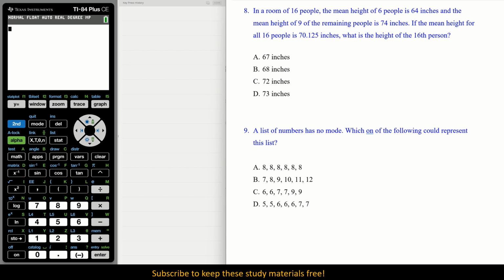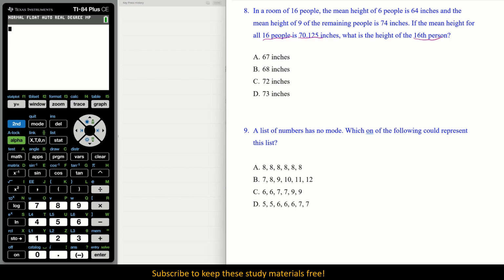In a room of 16 people, the mean height of 6 people is 64 inches, and the mean height of 9 of the remaining people is 74 inches. If the mean height for 16 people is 70.125, that's 70 and 1/8 inches, what is the height of the 16th person?